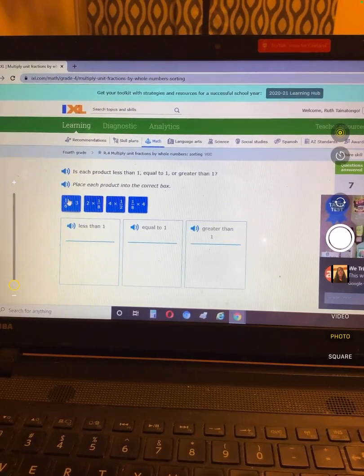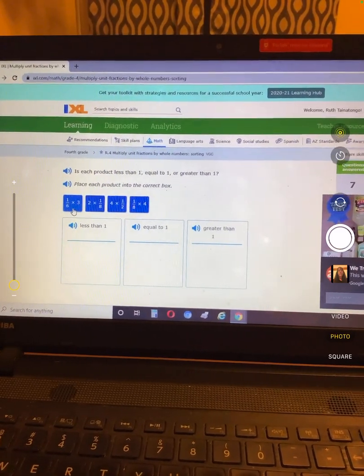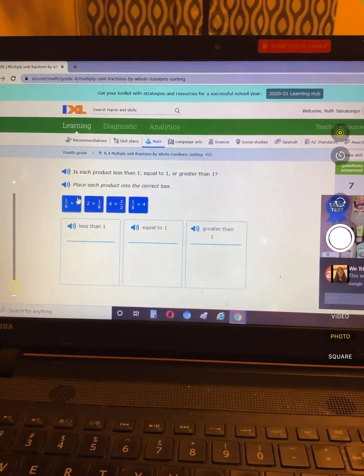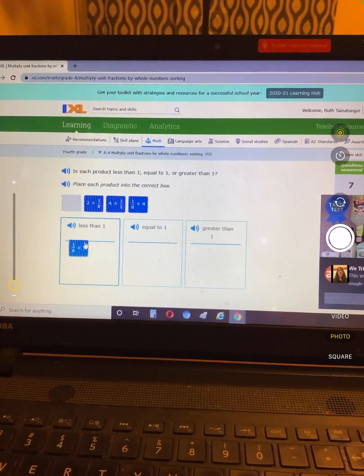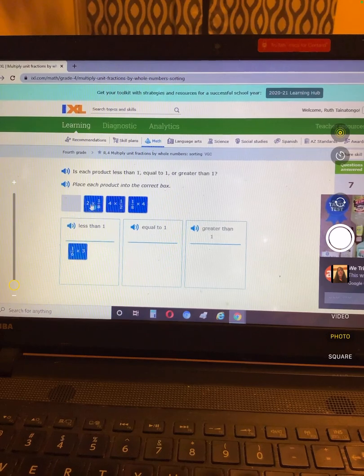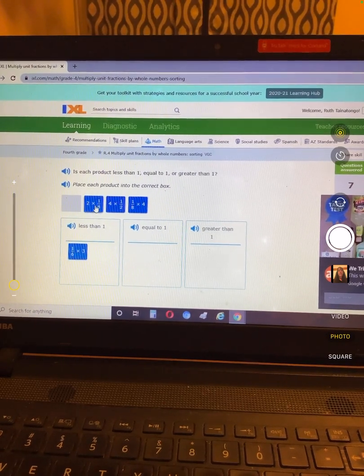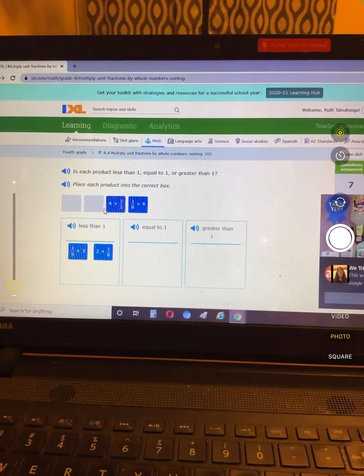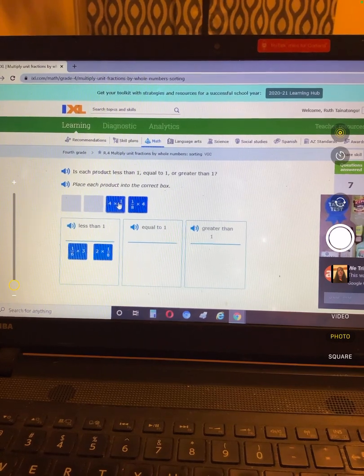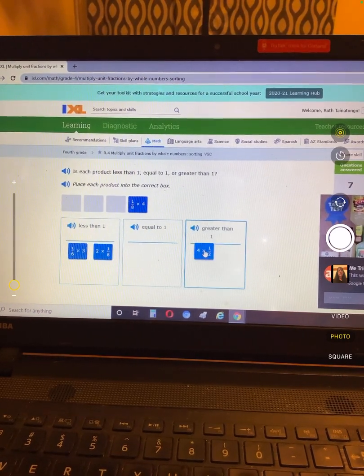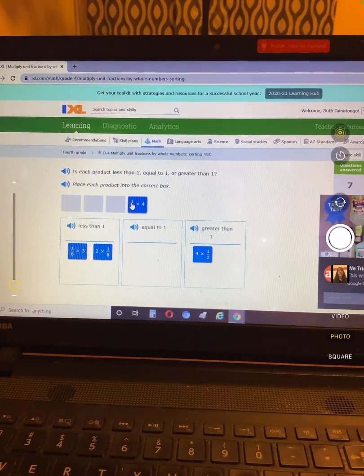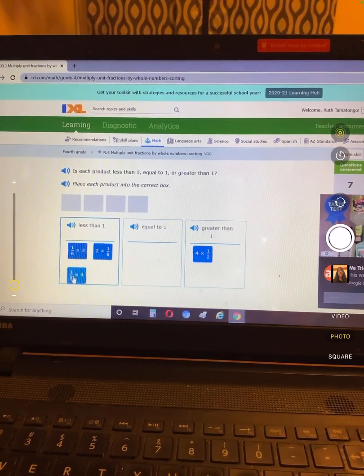Take this number, put it on top. 3/6. 3 is less than 6, so it's going to be less than 1. 2/8. 2 is less than 8, so it's going to go here. 4 halves. 4 over 2. 4 is greater than 2, goes there. 4/8 would go right there.